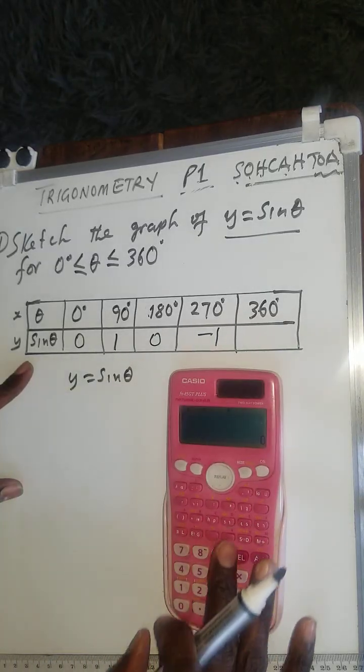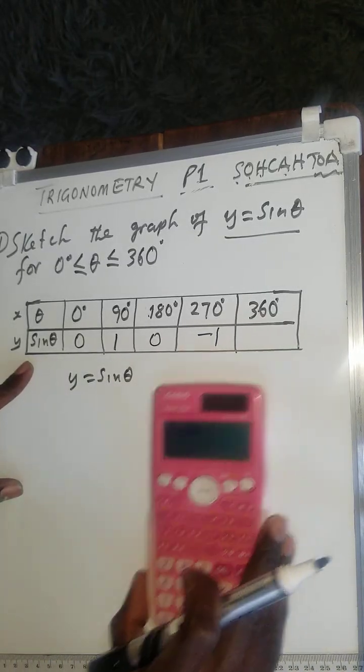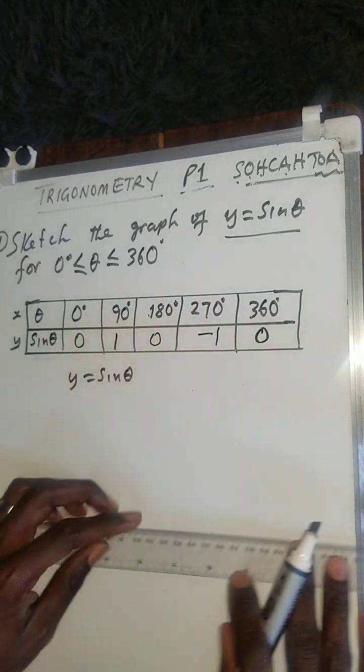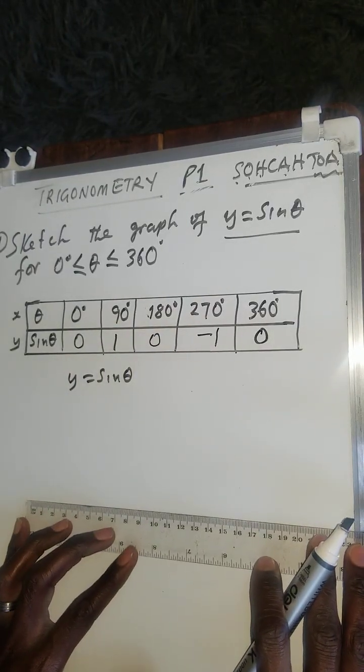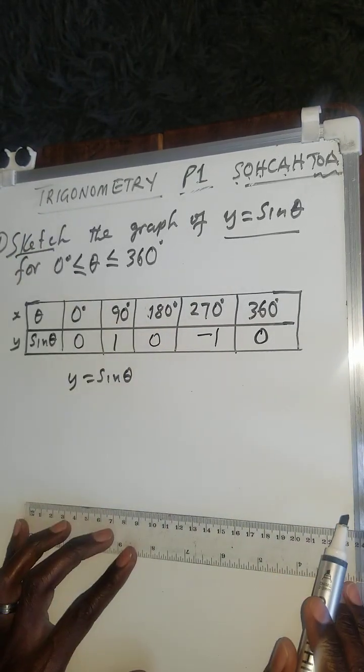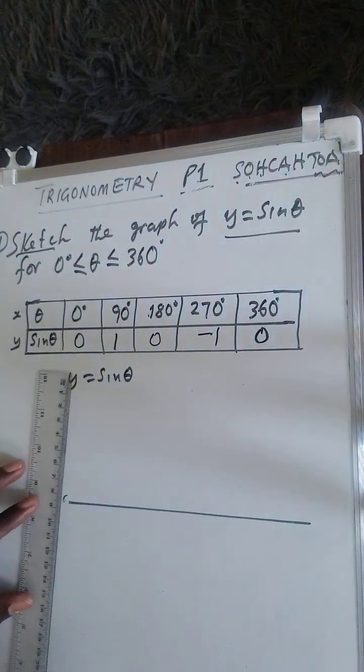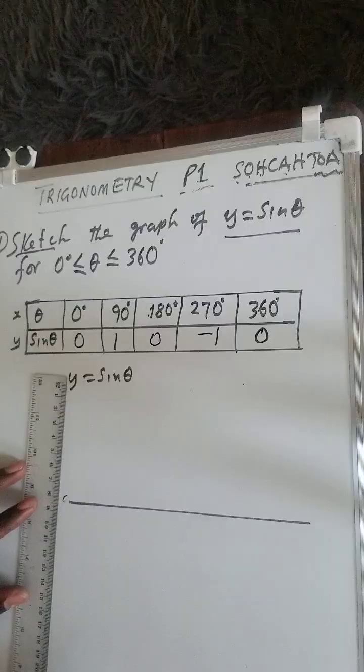And what is sine 360 degrees? That will give you a 0. So now with that in mind, once you have that, you can do, remember it's a sketch, it's not something that is accurate. So what you do, you can come up with something that looks like this.